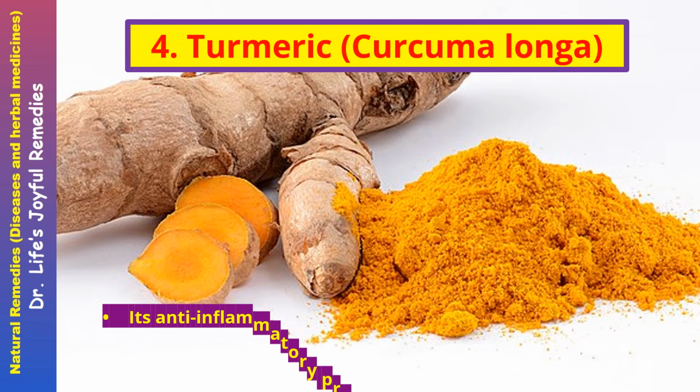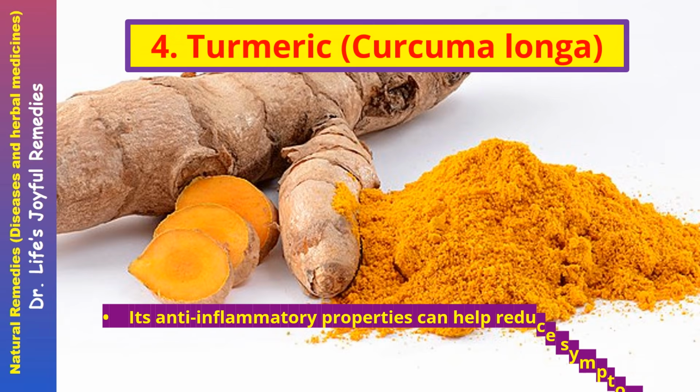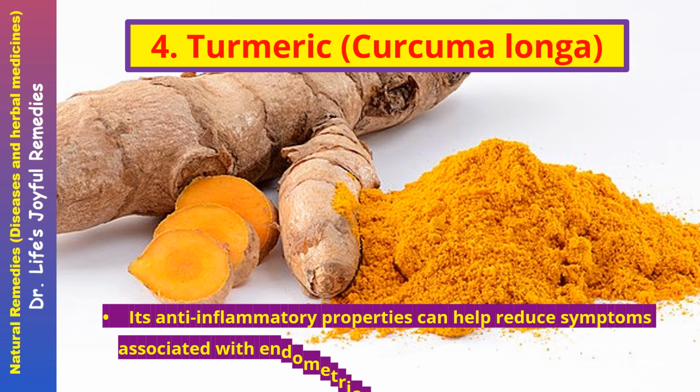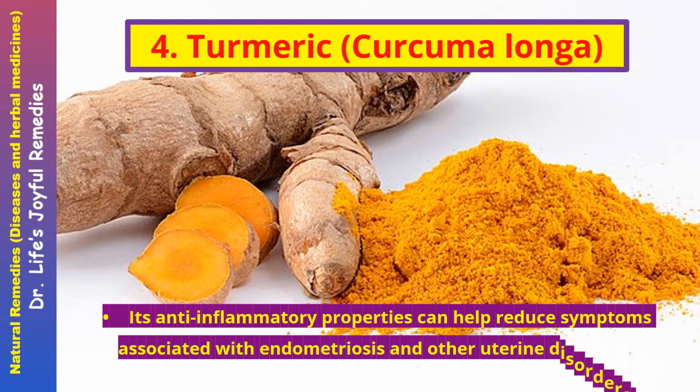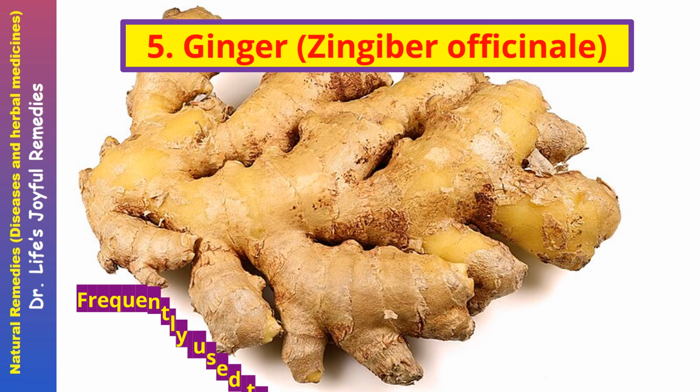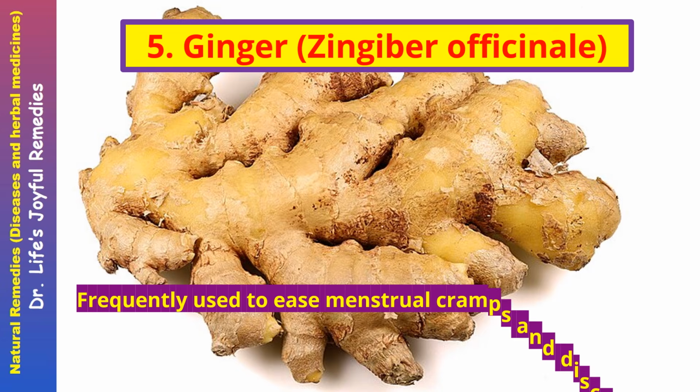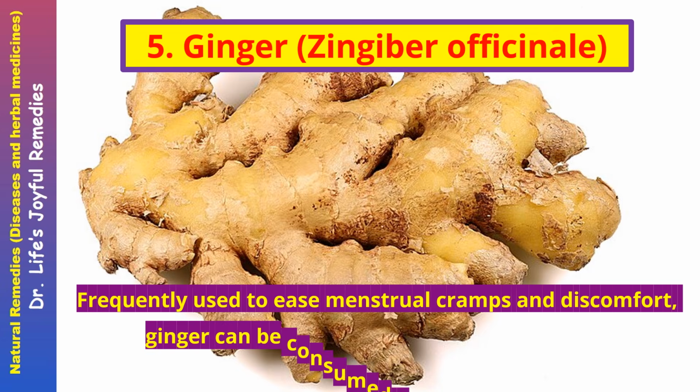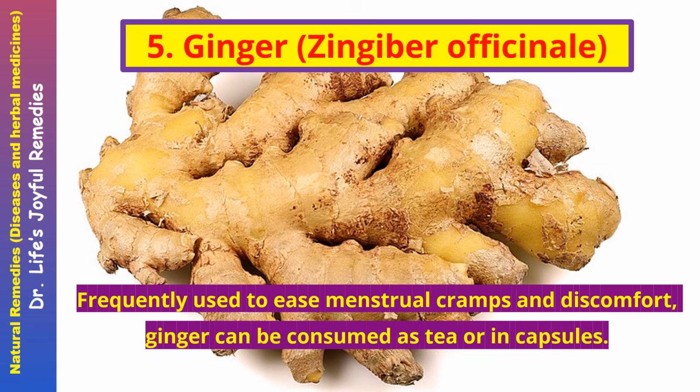4. Turmeric, Curcuma longa. Its anti-inflammatory properties can help reduce symptoms associated with endometriosis and other uterine disorders. 5. Ginger, Zingiber officinale, frequently used to ease menstrual cramps and discomfort. Ginger can be consumed as tea or in capsules.